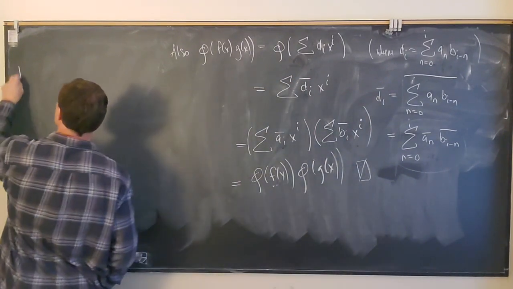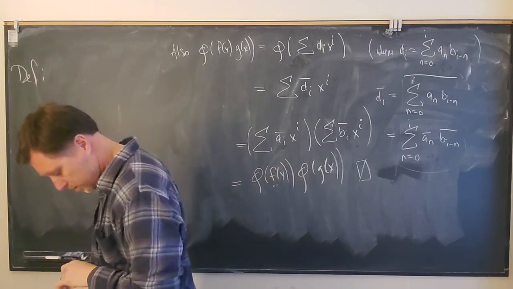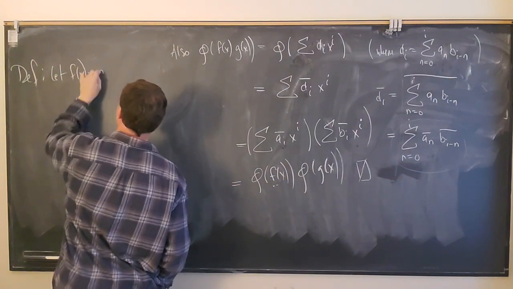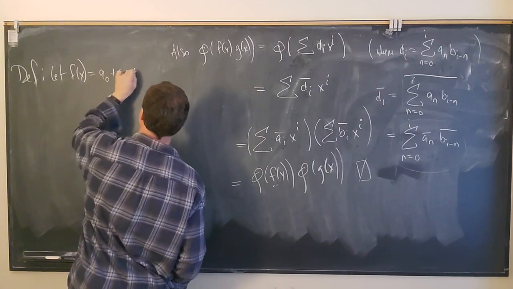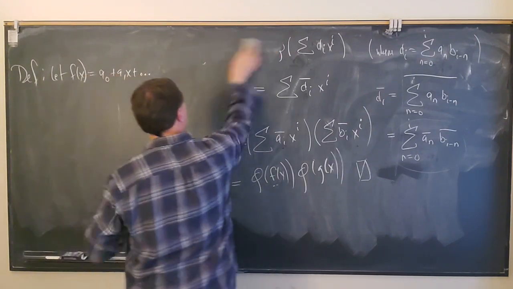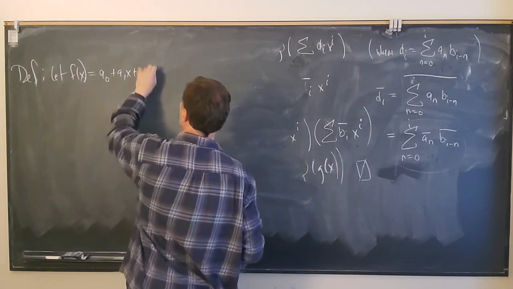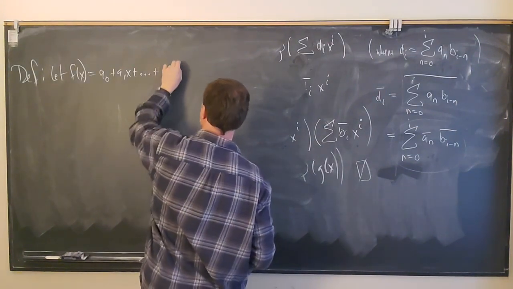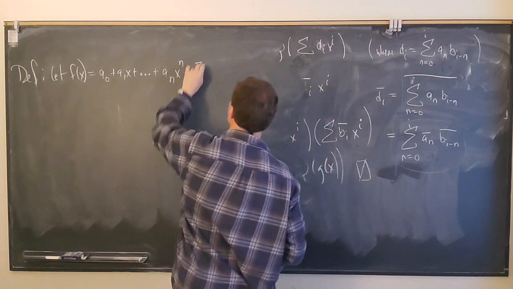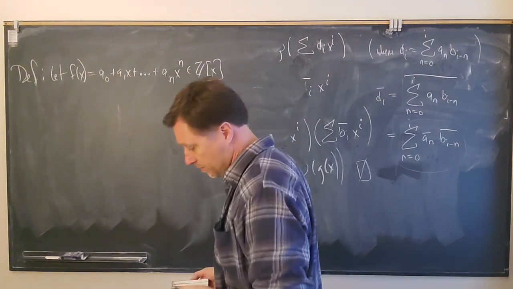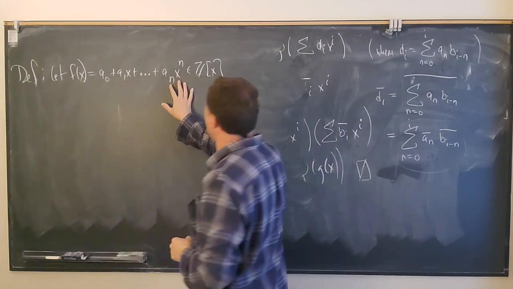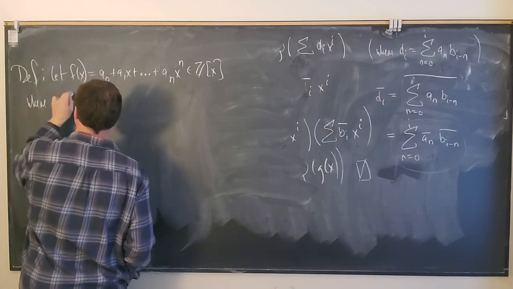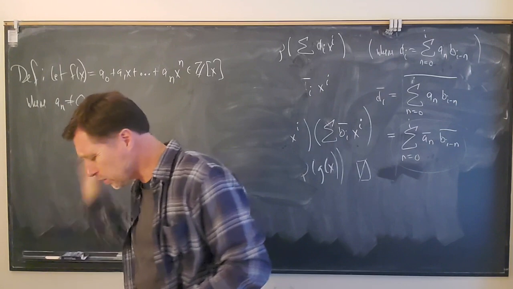So our next definition here. Let f of x equal a_0 plus a_1 x plus dot dot dot plus a_n x to the n be a polynomial in Z[x], where I want this to be an honest degree n polynomial, so we'll say a_n is not equal to 0. The other ones can be 0, that doesn't matter.